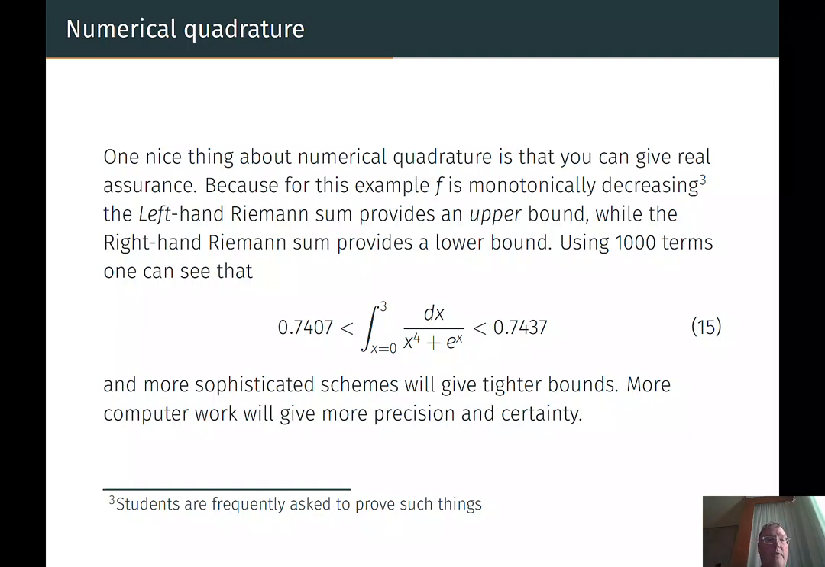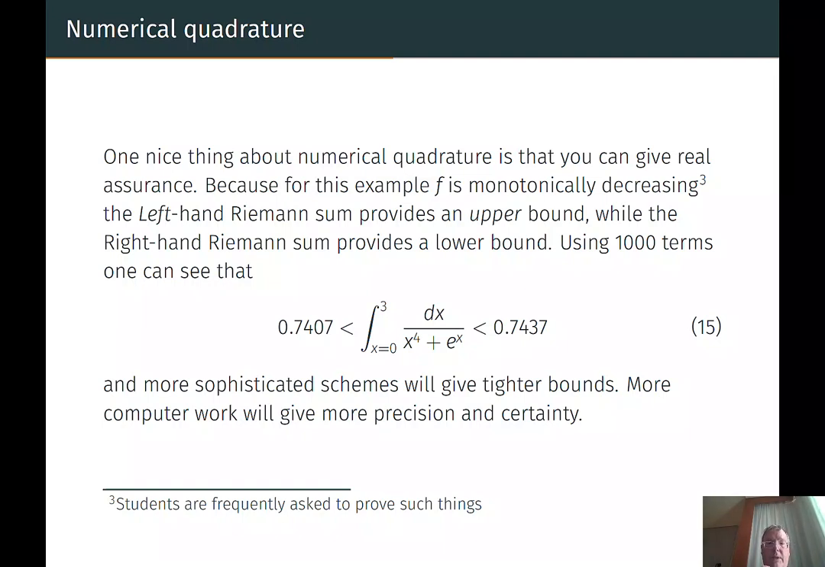And using 1,000 terms in these Riemann sums, of course I get a machine to do that, I'm not going to add up 1,000 terms by myself, you can see that 0.7407 is smaller than this integral from 0 to 3 of this function, which is smaller than 0.7437. So we've got two digits of the answer with just getting the computer to do a little bit of work. More sophisticated schemes will give tighter bounds, and we'll see some in a moment. More computer work will give more precision and certainty.